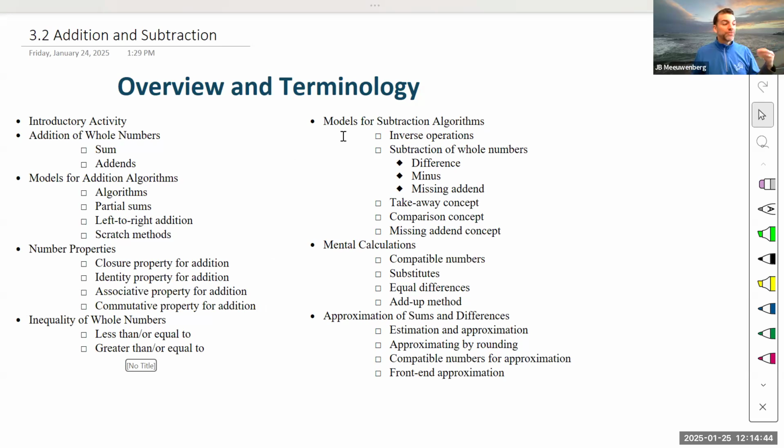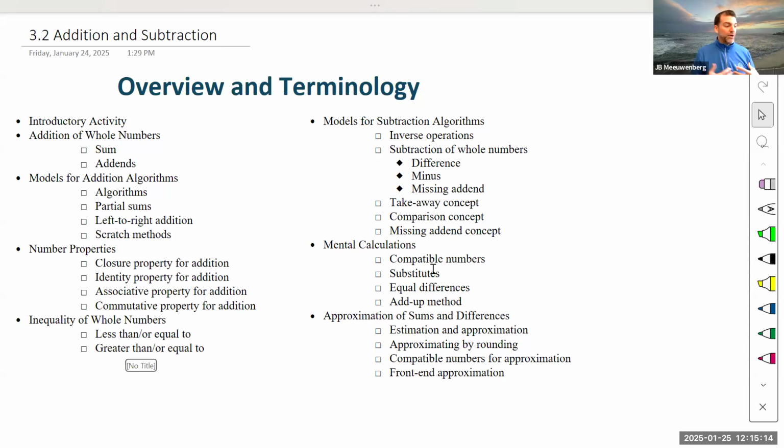Then we'll get into some models for subtraction, something we call an inverse operation. Different ways subtraction can be viewed. Difference, minus, missing addend. Again, you might not have thought of subtraction other than one of those in the past. Different concepts: takeaway, comparison, missing addend. And then how do we do mental calculations? A few different approaches: compatible numbers, substitutes, equal differences, and the add up method.